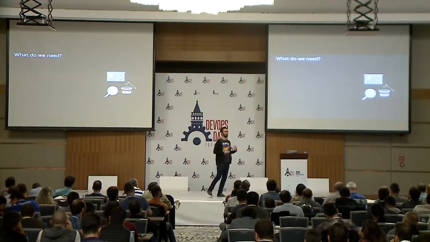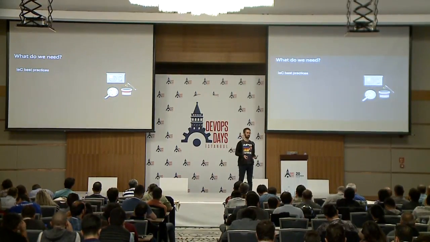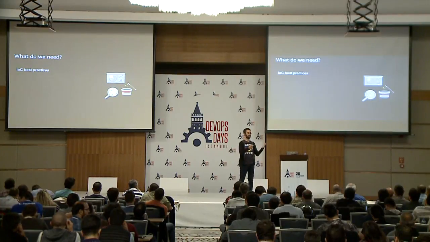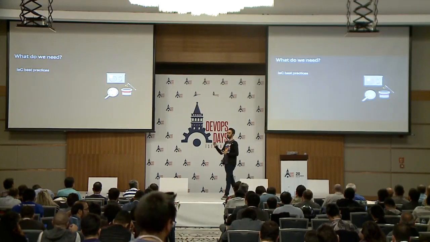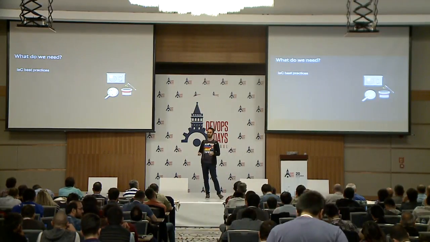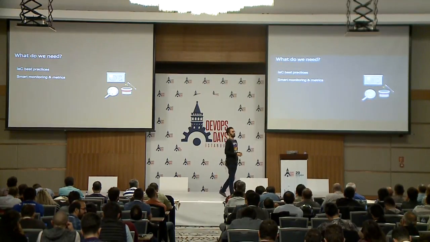So what do we need? What did the customer ask us to build? We wanted to keep the infrastructure as code best practices. We didn't want to have some magic that nobody has any idea where it comes from. So all we want to do is maybe add a few lines in our infrastructure as code. We want to have this automatic and kind of smart monitoring.